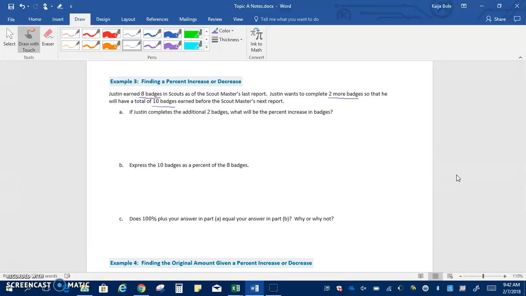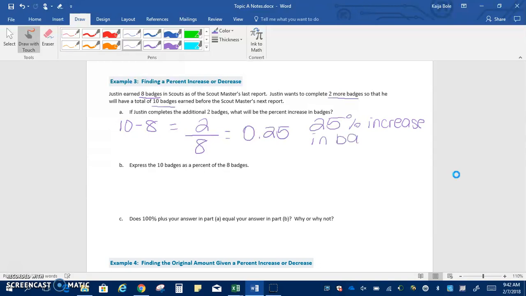So again, we have our blank one. We know originally he had 8. We're trying to find that change. So if he goes from 8 to 10, we subtract, that change would be 2. When you divide that, you get 0.25. So it would be a 25% increase in badges.